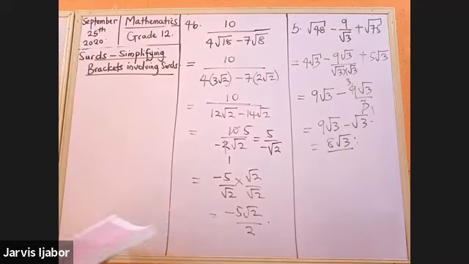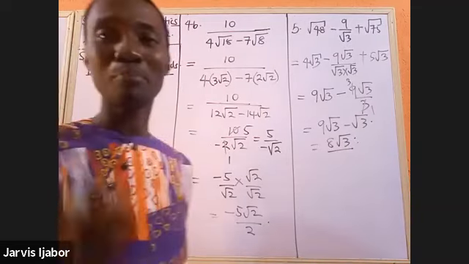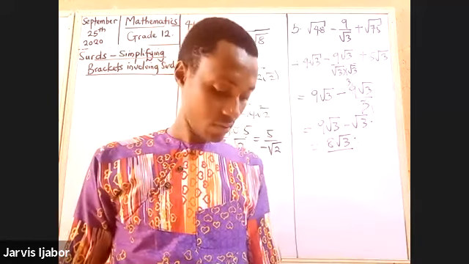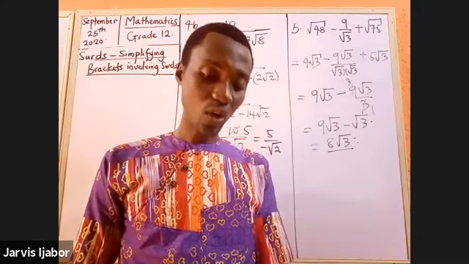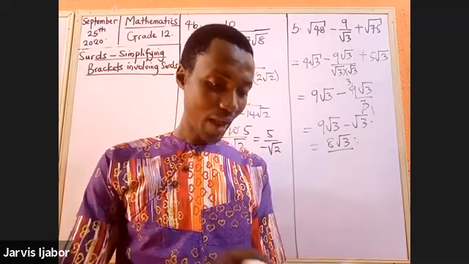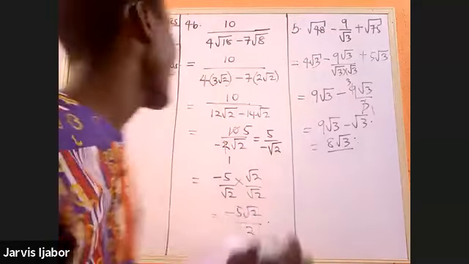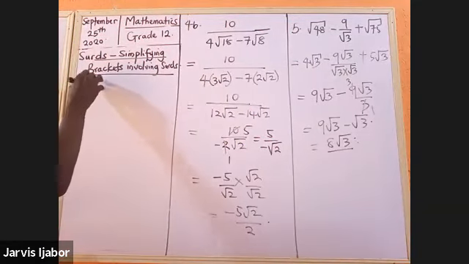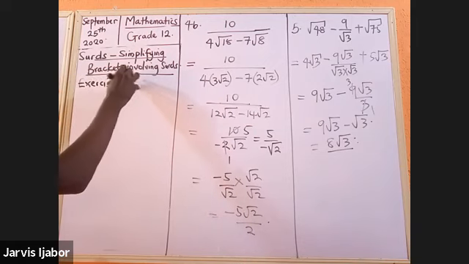So the next subheading we'll be going to is what? Simplifying surds containing brackets. Simplifying surds containing what? Brackets. And to help us with this exercise, we will look at Exercise 1.6.